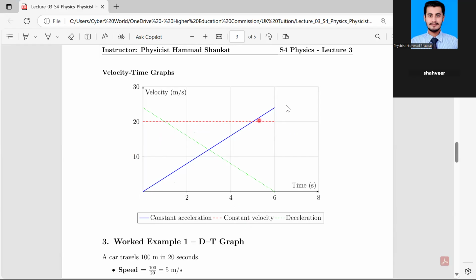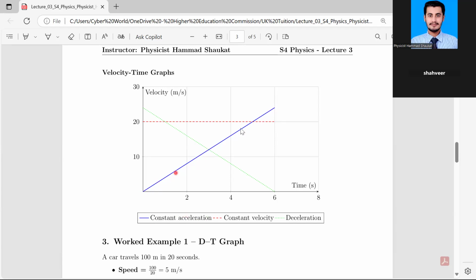Okay. Here on the blue line, you can see the value of velocity is changing. At 2 seconds, it's 8. At 4, it's 16. At 6, it's about 24. So on this blue line, the value of velocity is changing and time is also changing. So that's why you can say this is an acceleration, because if your velocity is changing with respect to time, this is the definition of acceleration. The change in velocity with respect to time is called acceleration. As here, the whole line velocity is changing with respect to time, that's why this is acceleration.